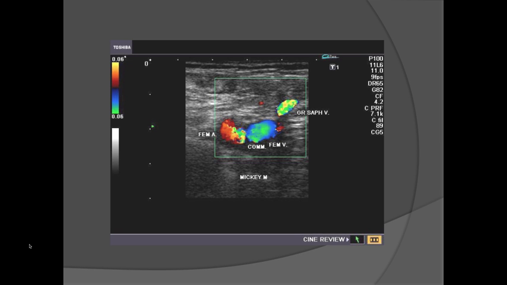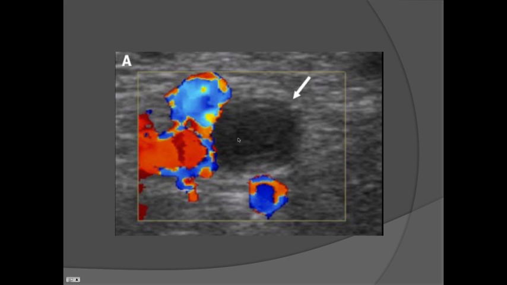So this here is just a picture of a patent common femoral vein, femoral artery, and greater saphenous vein. And as you can see here, the blood in the artery is more of this reddish color, and then the blood in the two veins is more of a cooler color, like the blue and green that's receding away from us, while this is coming towards us here in the artery.